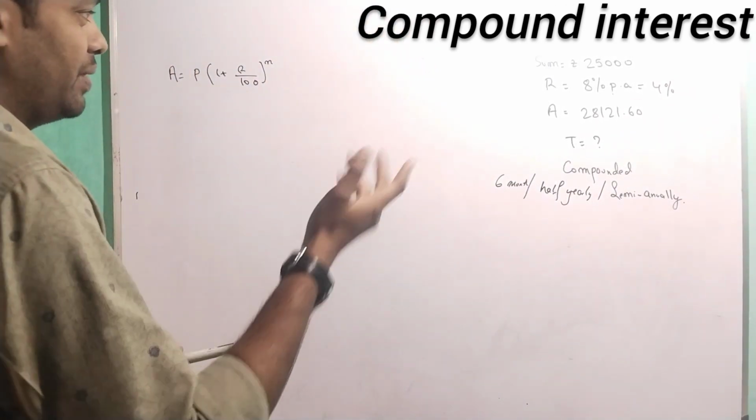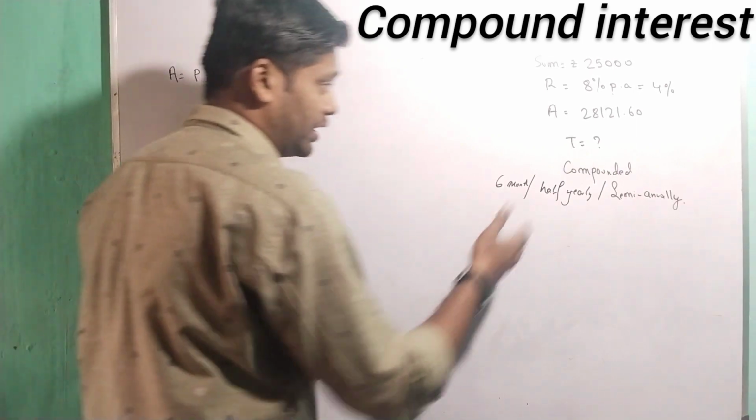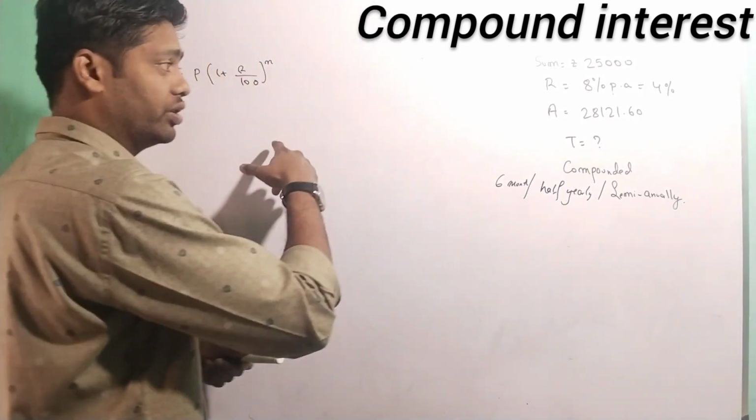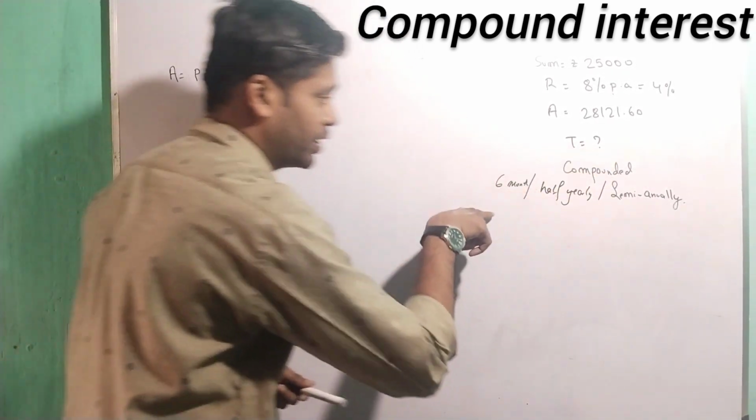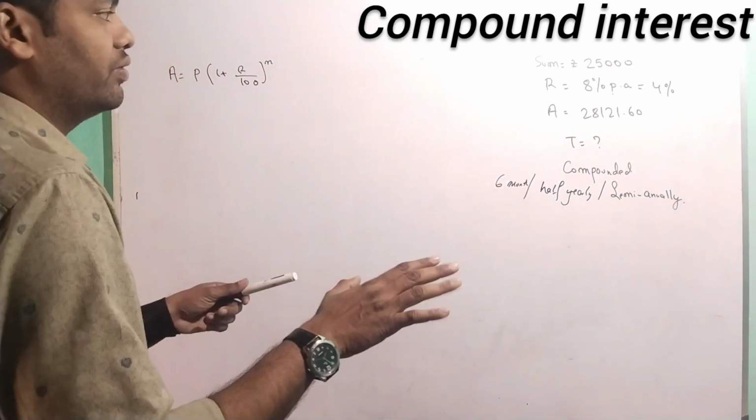And the amount will be the same as it is. The time period will also be affected, but we know the time period. No sir, we don't know the time period. First we take out the time period, after that we'll change the time period with respect to semi-annually. Okay, first you have to find the time period, no?